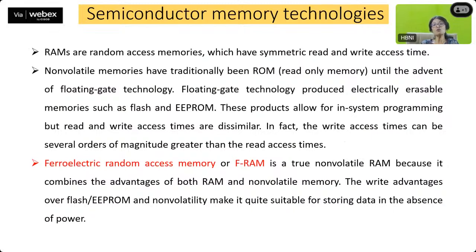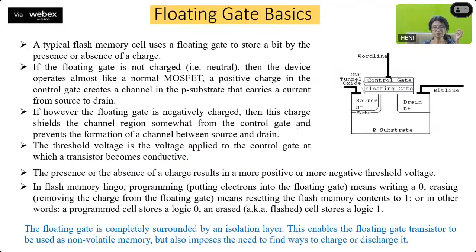Now this is a non-volatile RAM. The normal RAMs which we had were volatile in nature, but in this case what you have is a non-volatile RAM, because it is combining the advantages of both the random access memory and a non-volatile memory. So the write advantages over the flash and the EEPROM, and the non-volatility, make it suitable for storing data even in the absence of power. So if the power is switched off, even then it will remember where you had exactly switched off and it will get you back exactly the same sheet on which you were working.